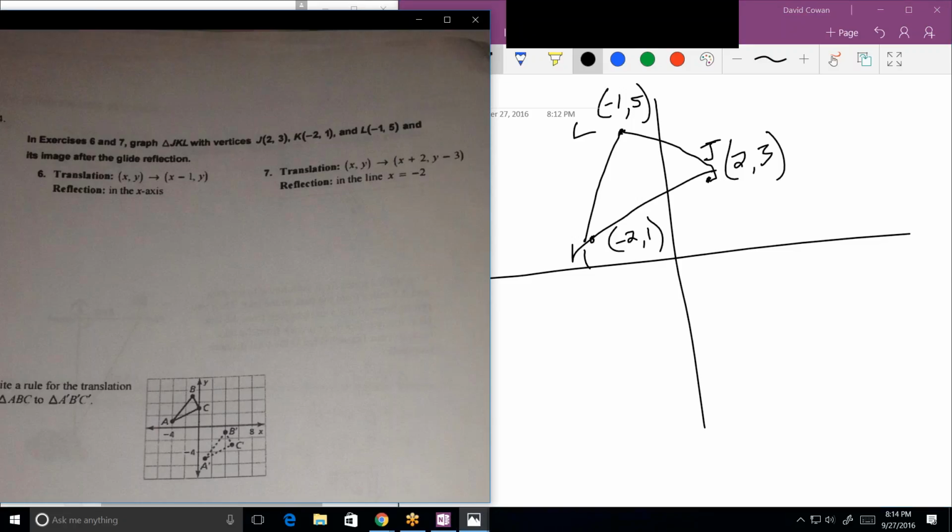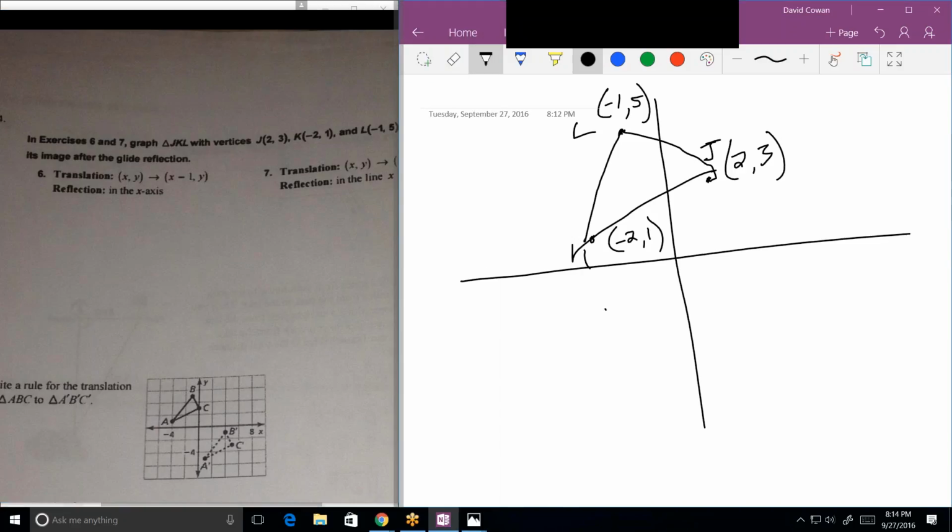Hold on, what does it say? Okay, and its image after the glide reflection. Well, every x point is going to go down by 1. Every y point is going to stay the same. So what's the new K? Well, the y would stay the same, so wouldn't the signs just be switched?